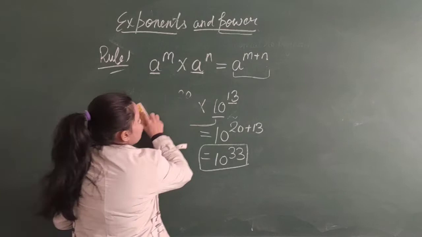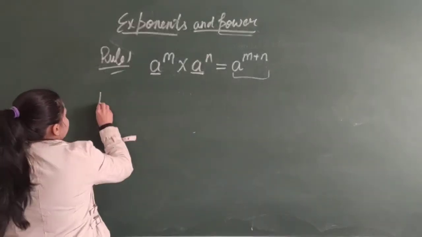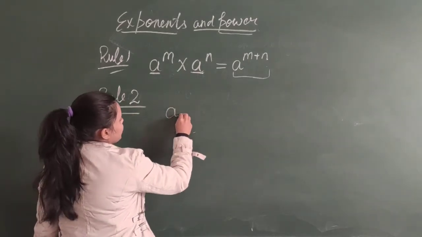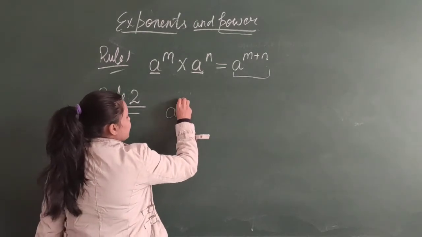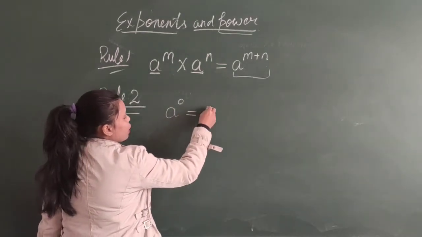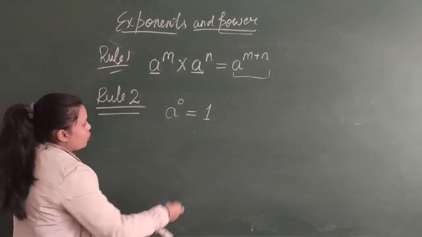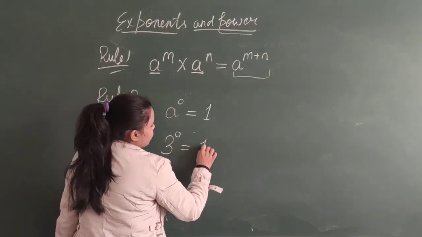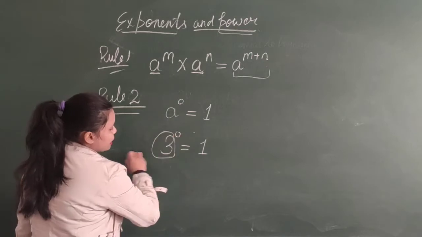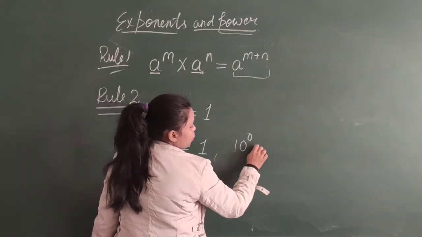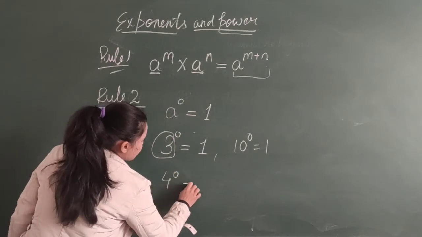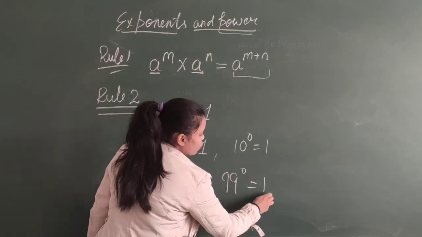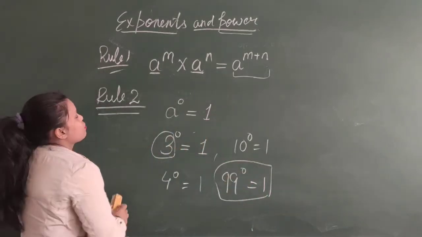Let's come to rule number 2. Rule 2 is: any quantity with 0 power is always equal to 1. What it means is, if 3 is raised to power 0, it is equal to 1. No matter what the quantity is, 10 raised to power 0 is equal to 1. 4 raised to power 0 is equal to 1. 99 raised to power 0 is also equal to 1. Let's come to the third rule.